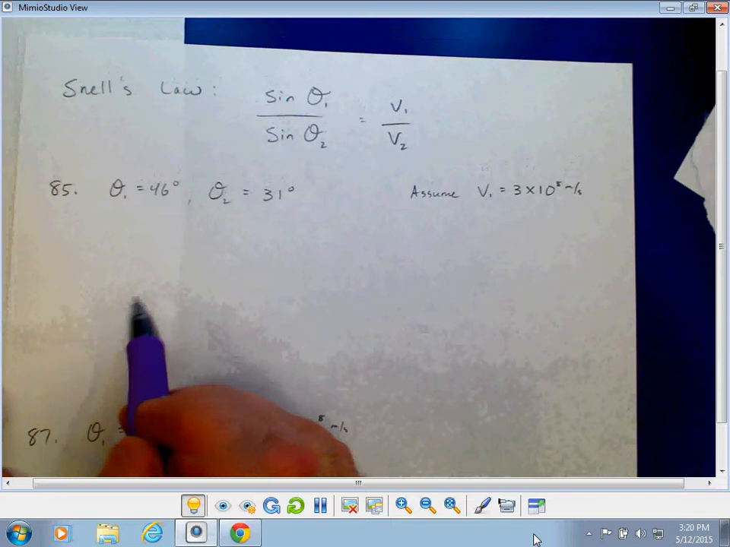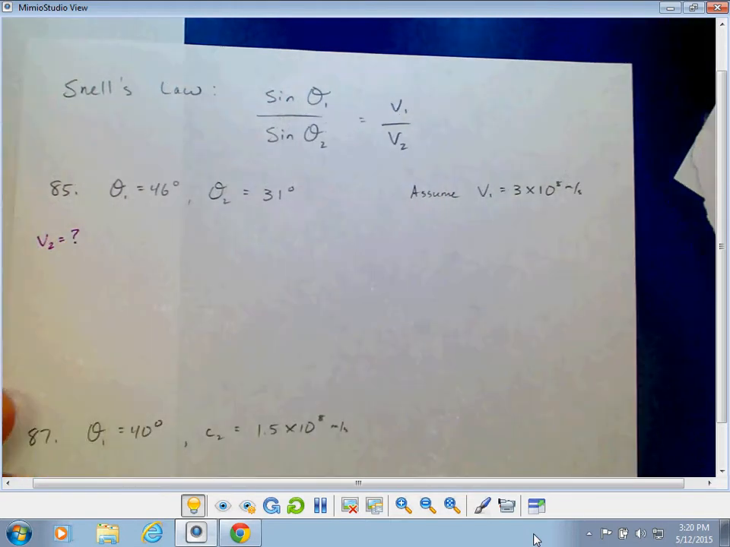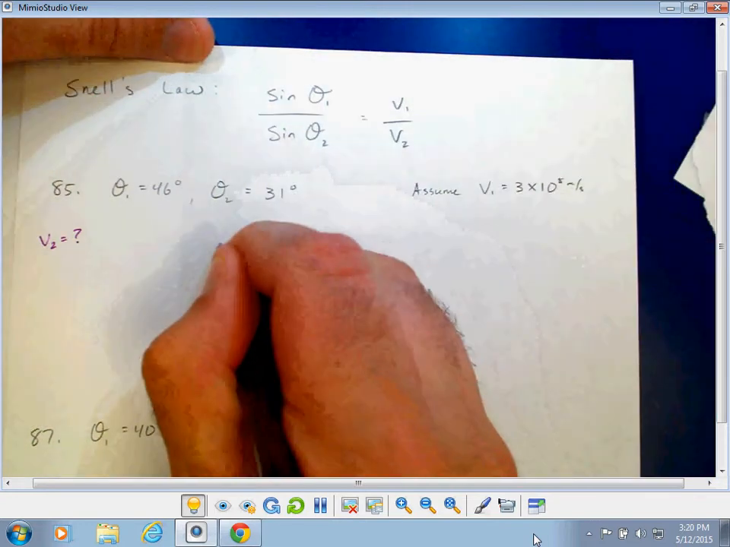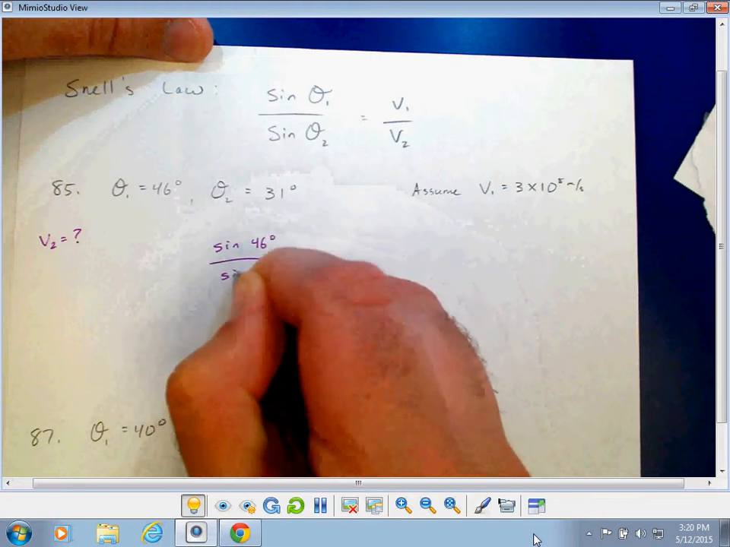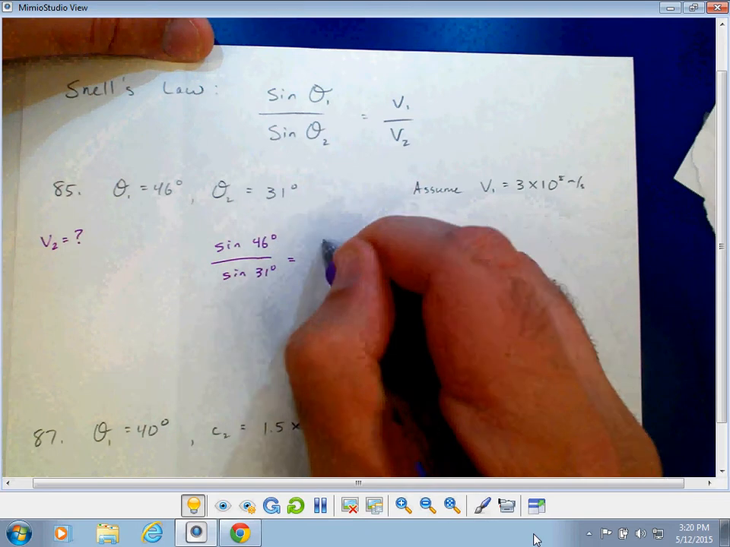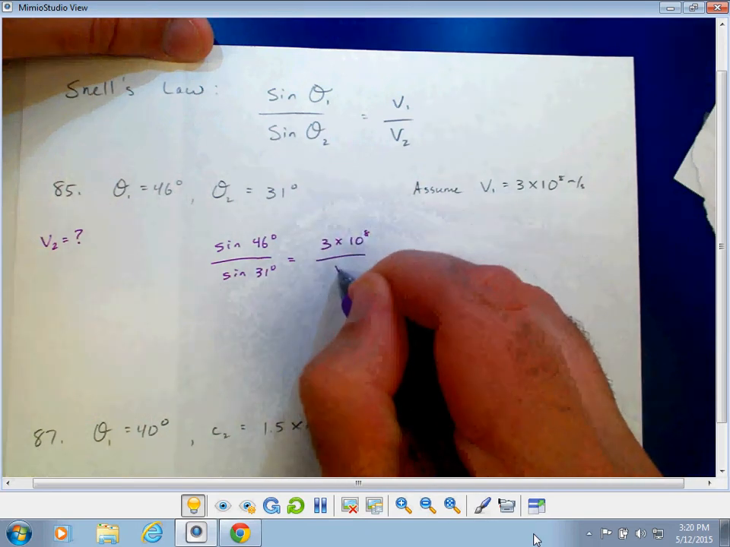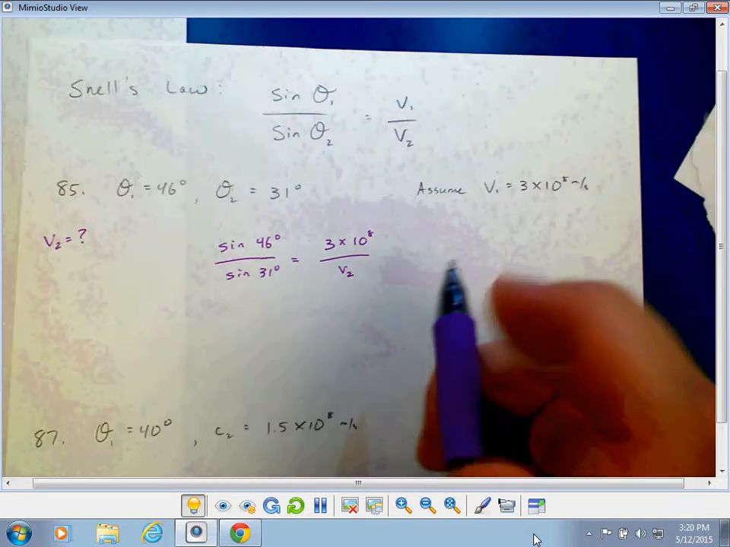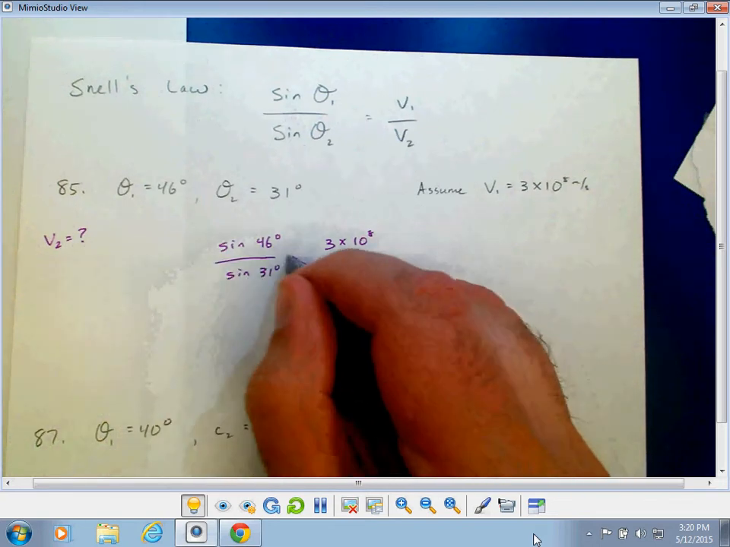The first kind of problem asks you to find the second velocity. So basically we're just substituting some numbers in. So this would be sine of 46 degrees over sine of 31 degrees equals V1, which is 3 times 10 to the 8th, over V2, which we don't know. But this goes back to algebra days, Liz. This is cross multiplying. You're going to take V2 times this and that times that.